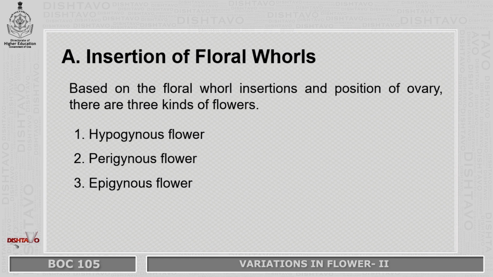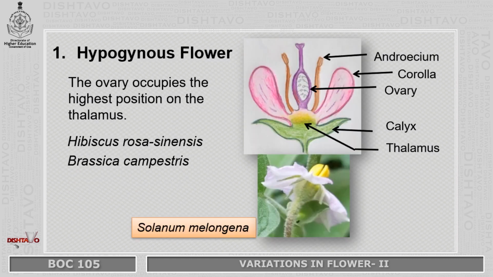So, based on the floral whorl insertions and position of ovary, there are different terminologies used for the flower. These include the hypogynous flower, perigynous flower and epigynous flower. You can find out whether the flower is hypogynous, perigynous or epigynous by taking the longitudinal section of the flower.